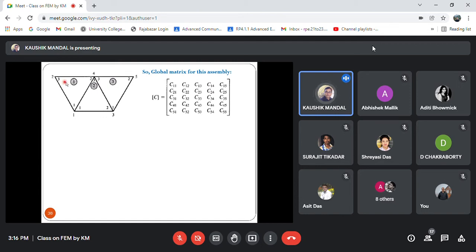As there are 5 nodes, it will simply be a 5 cross 5 matrix. C of 1,1, C of 1,2, C of 1,3, C of 1,4, C of 1,5. In that way, for the 5th node, that will be 5,1, 5,2, 5,3, 5,4, and 5,5.